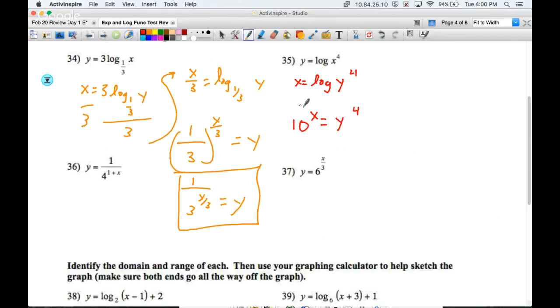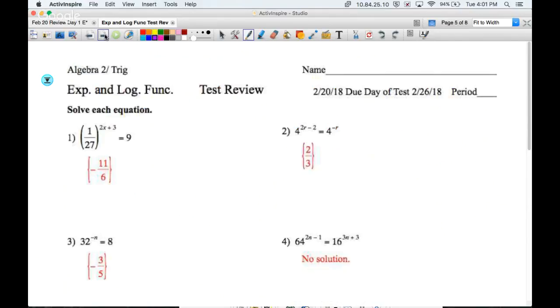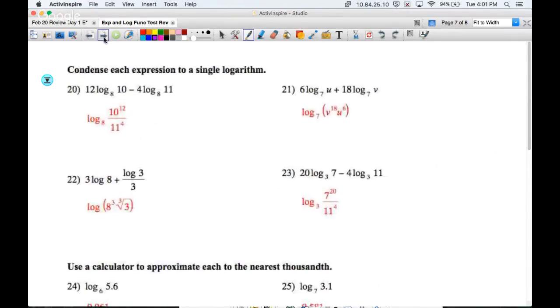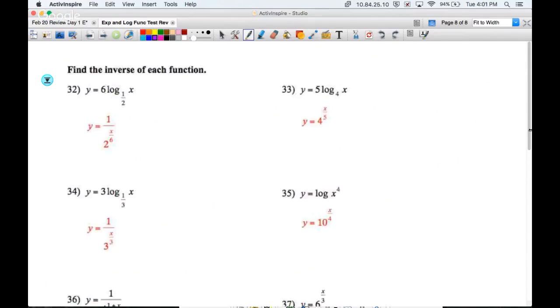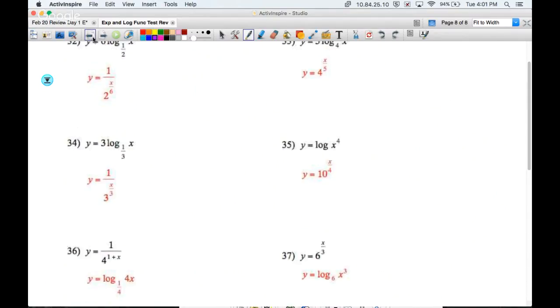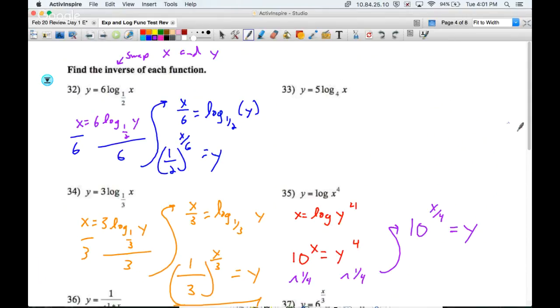To get rid of this 4, I could raise both sides to the power of 1/4, which is what I'll do. You could also take a 4th root. And so now we've got 10 to the power of x over 4, right? Exponent to an exponent, we get to multiply them, equals y. All right, and that is right.